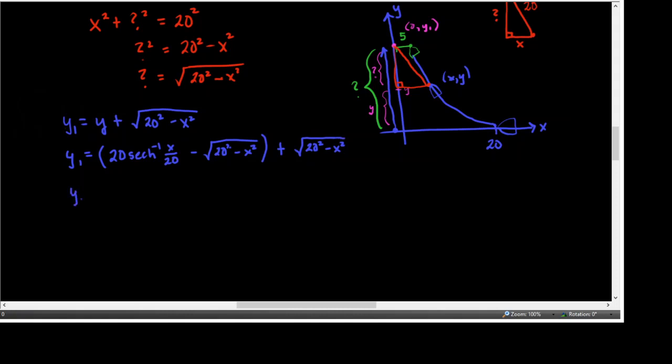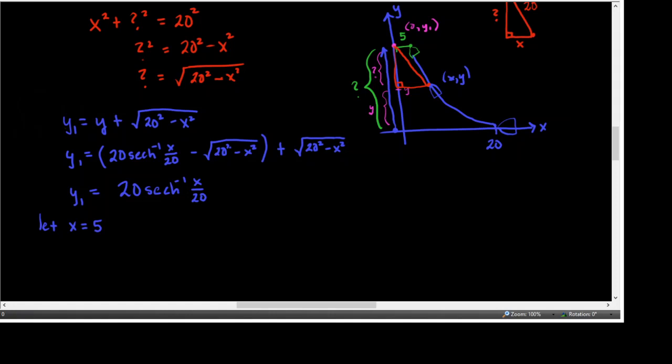And simplifying, you have some like terms that cancel each other out. You end up getting just this expression. So what we want is for x, the distance that the boat is from the dock, to be 5.